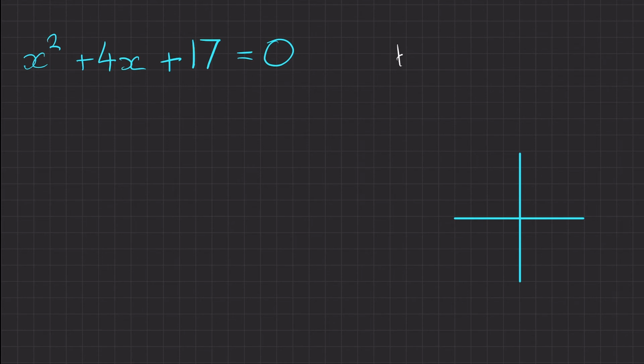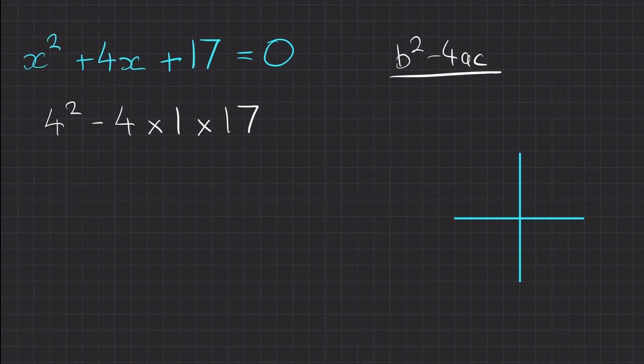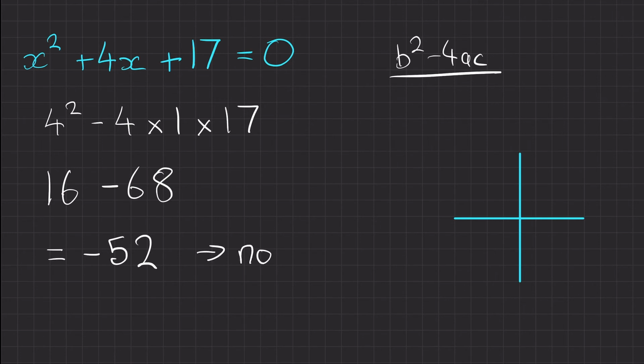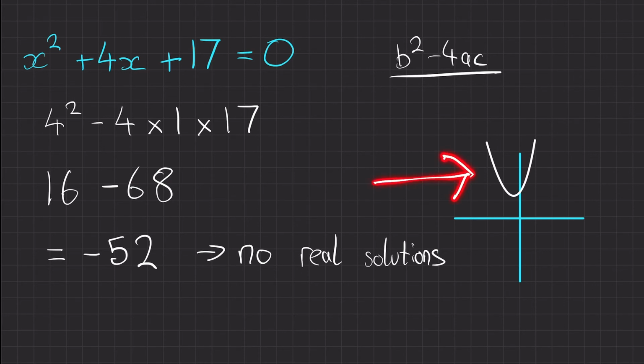Finally, let's try this one. So b squared minus 4ac, just for our reference. b squared, so 4 squared, minus 4, lots of a, which is 1, lots of c, which is 17, which equals 16 take away 68, and it will give us an answer of minus 52. But because we have a negative number, that means that there are no real solutions. And we may have a graph that looks something like this, not touching the x-axis, so there can't be any solutions for x.